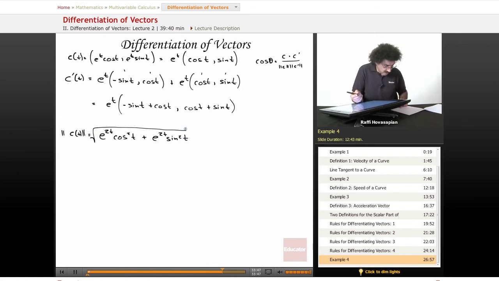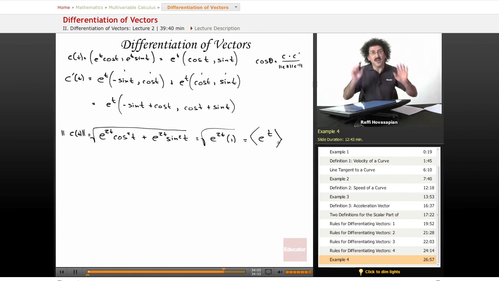all under the radical. It's going to equal e to the 2t. The e to the 2t factors out. Cosine squared plus sine squared is 1. So it's going to be that. So it actually just ends up being e to the t. So that is the norm of the vector, the position vector.